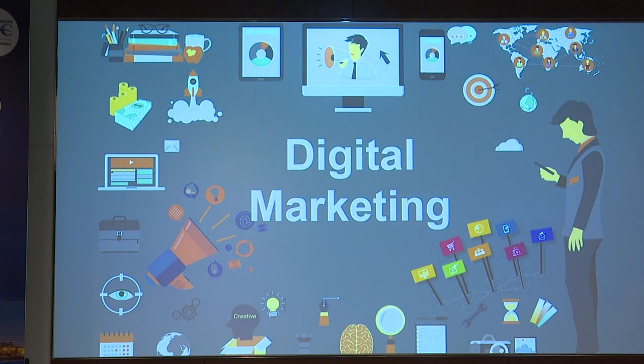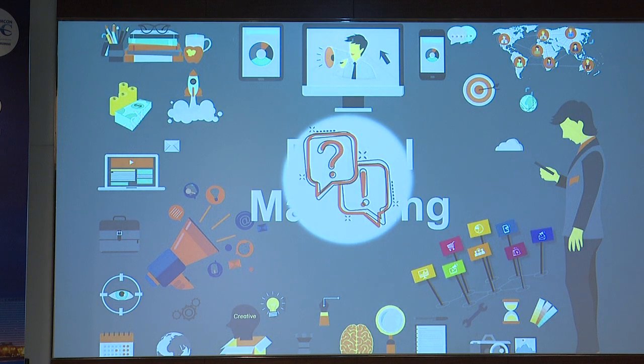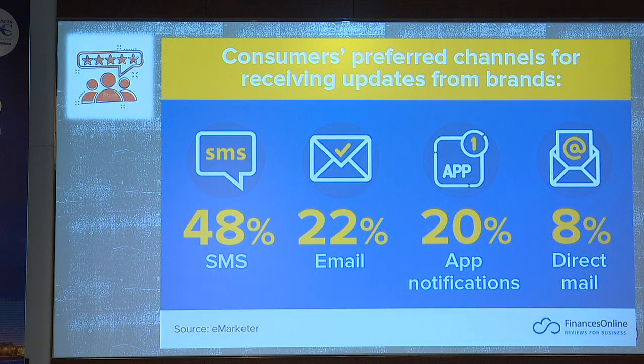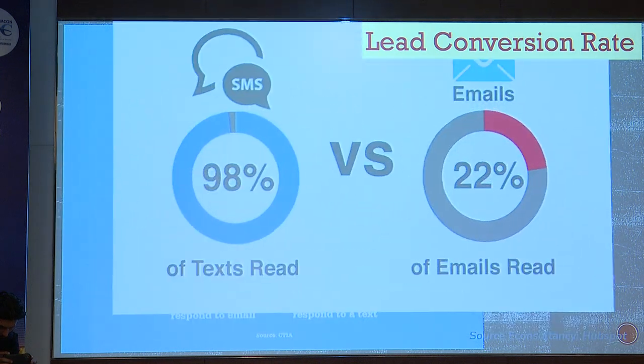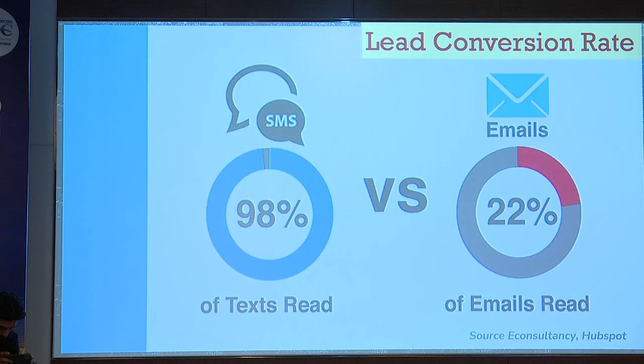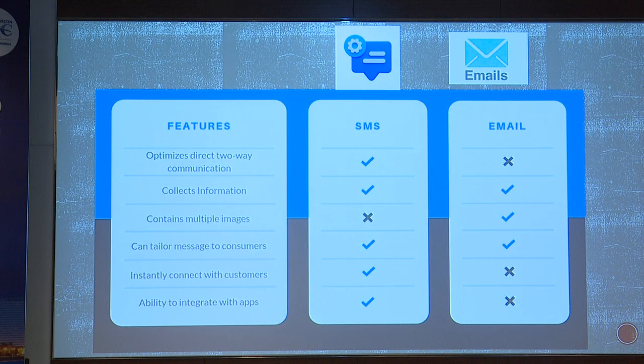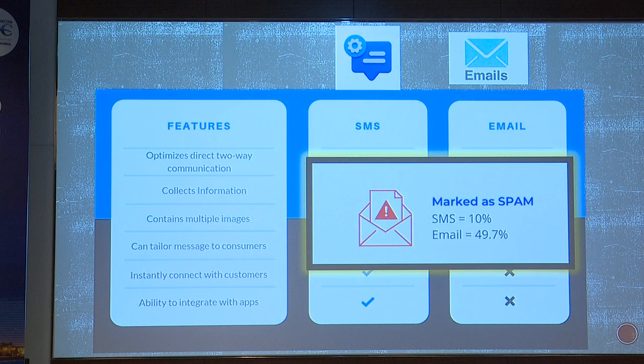There are myriads of digital tools, but the big question is which one to choose from this basket full of tools. Various surveys have found that nearly 50% of people prefer SMS over other types of notifications because the conversion rate for SMS is much higher than other channels, as it takes less time to read and reply to them. And studies have found that 98% of texts are read in comparison to just 22% of emails. That's because SMS is very efficient, with a more personalized connection for customers than emails, and has less chance of going to the spam folder.